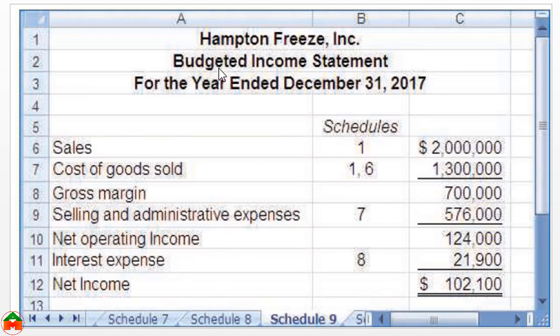This is the budgeted income statement. In the first line, we can see sales. Then we need to deduct cost of goods sold to get the gross margin. After that, we will deduct the selling and administrative expense to arrive at the net operating income, and from that balance we will deduct the interest expenses to arrive at the net income. The amount of sales will be taken from the sales budget.